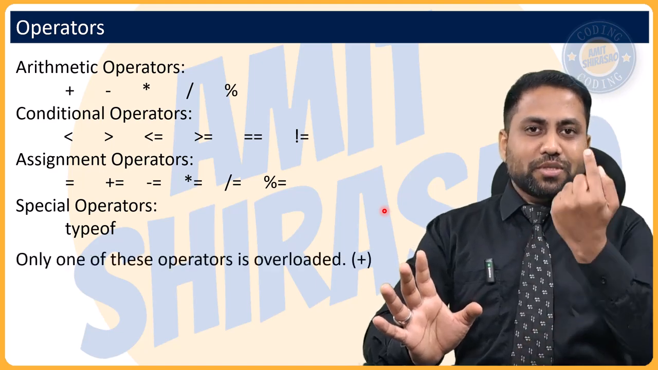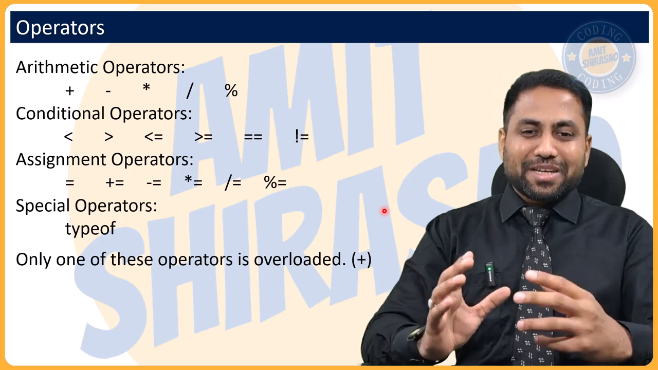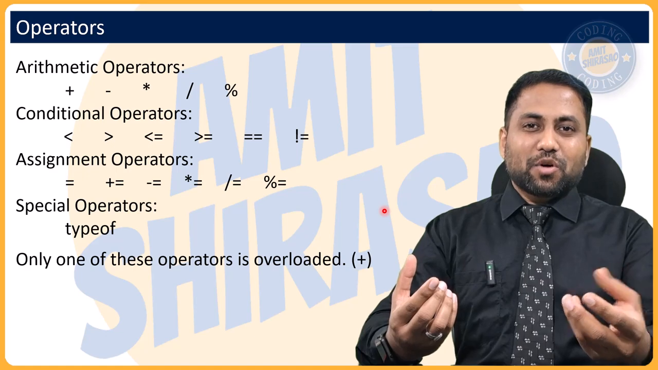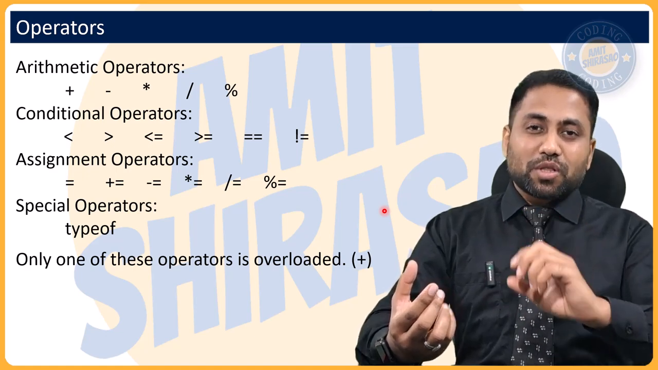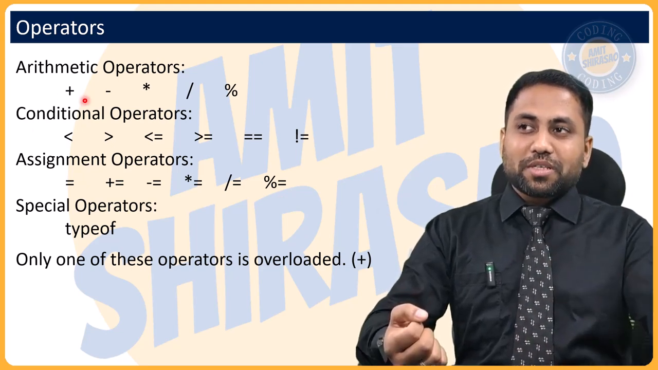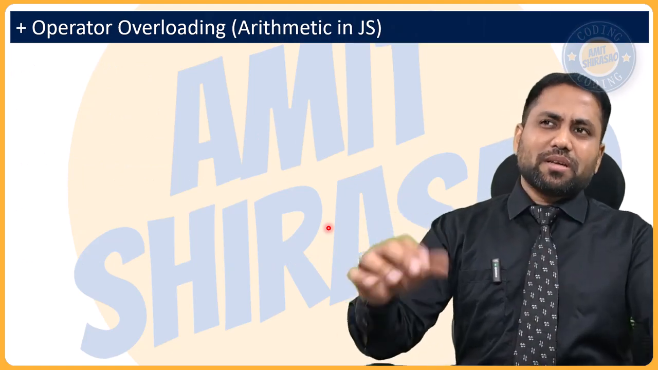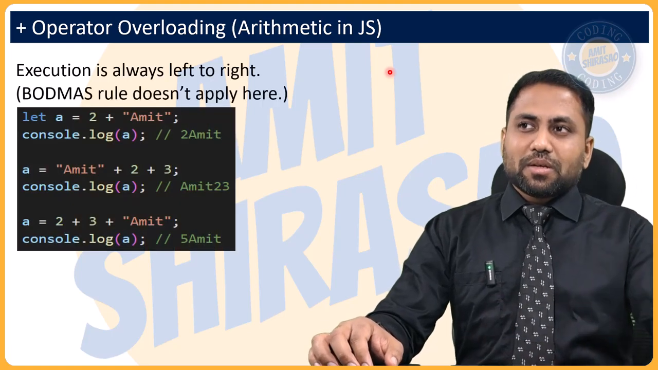And only one of these operators is overloaded. What is operator overloading? That means depending upon the argument type or the number of arguments, the operator will behave in different ways. That is called operator overloading. It is possible only with one operator, and that is the plus operator. Now let us see how the plus operator is overloaded, or this is also called the arithmetic in JavaScript.